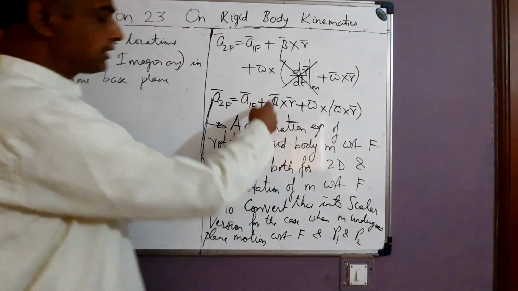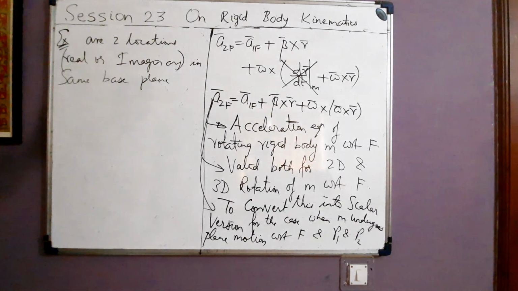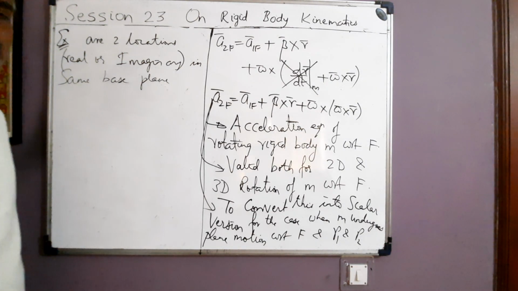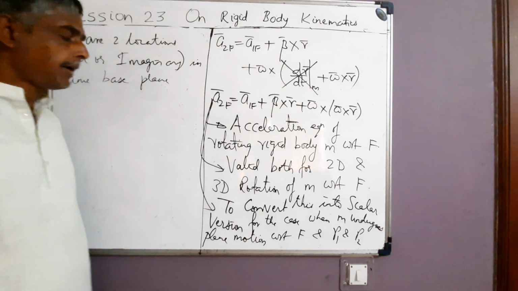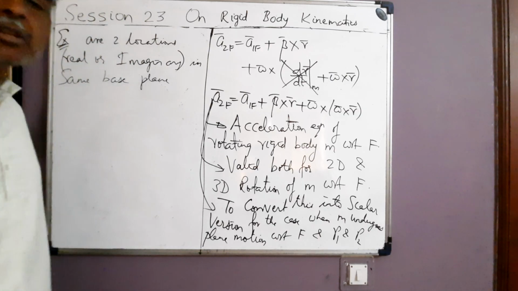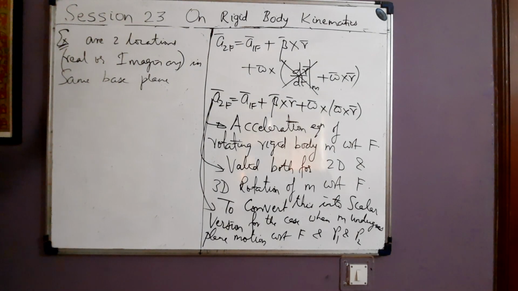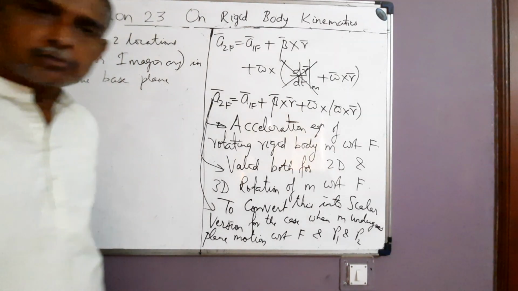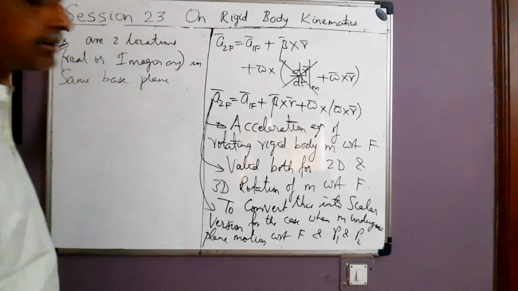So to convert this vector equation into scalar form, for the case when M undergoes plane motion with respect to F, and P1 and P2 are two locations of M in the same base plane. Two locations, they can be real or imaginary locations. Alright. This is our M.